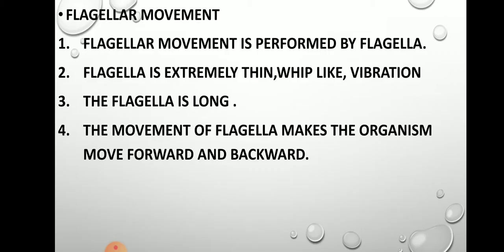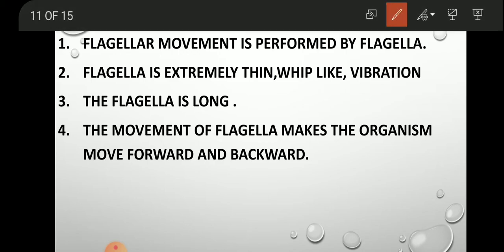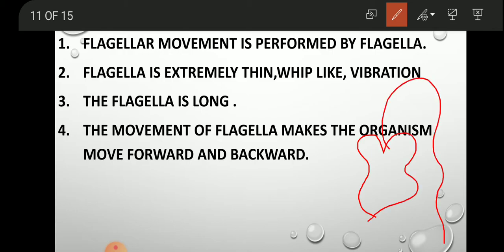Now the next type of locomotion in protozoans is flagellar movement. The flagellar movement is performed by flagellum. We all know flagellum, right? Organisms which have flagella. Can you guess the organisms which have flagella? The best organism, the favorite example, is Euglena. You can see here, this is Euglena and it has a flagellum. This is a flagellum.